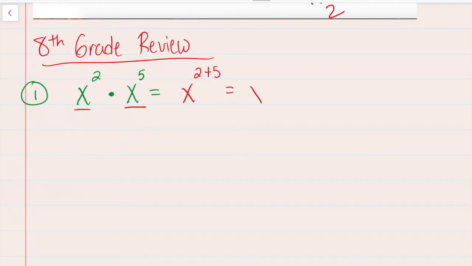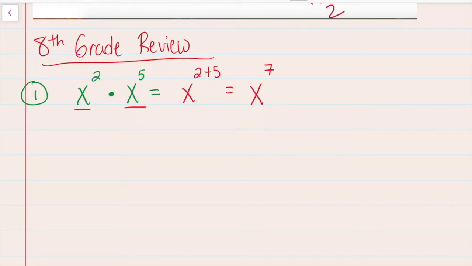Review number 1, we need to talk about exponents, guys, and review how to solve this: x to the 2nd power times x to the 5th power. If you don't remember, whenever you have the same base, in other words, the same number at the bottom, what do you do with the exponents? You simply add the exponents. So my answer for this will be x to the 7th power.